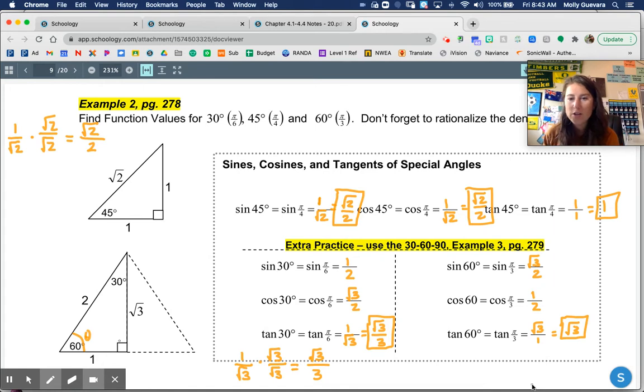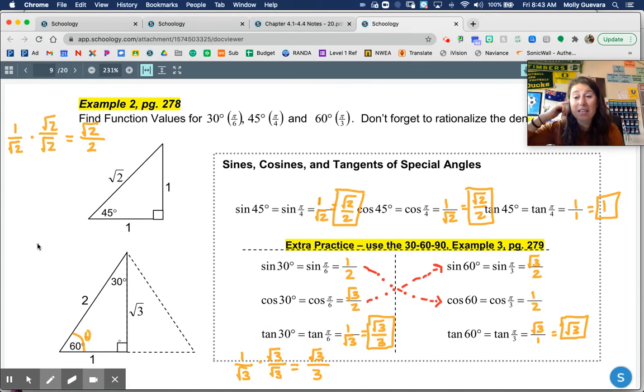So what I want you to notice here, and you don't have to write this down, but I'm going to draw some stuff, okay? Notice that sine of 30 and cosine of 60 are the same. And same thing for cosine of 30 and sine of 60. They are the same, right? That's because these two angles are complementary. They add to 90 degrees. Okay, does that make sense? 30 and 60 add to 90 degrees.